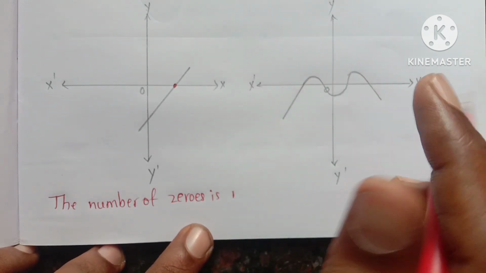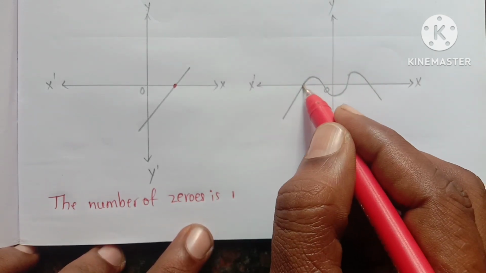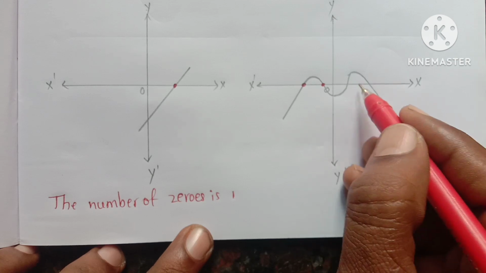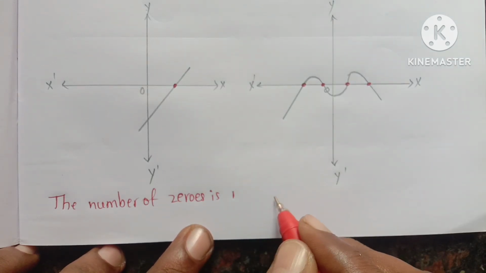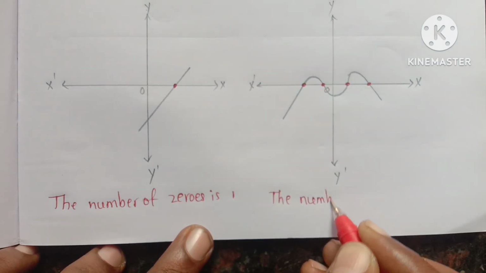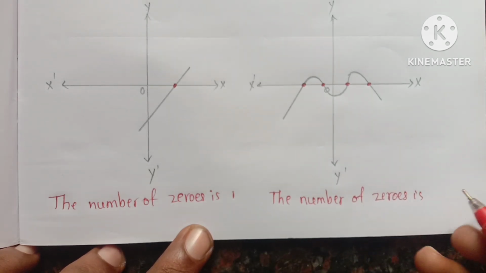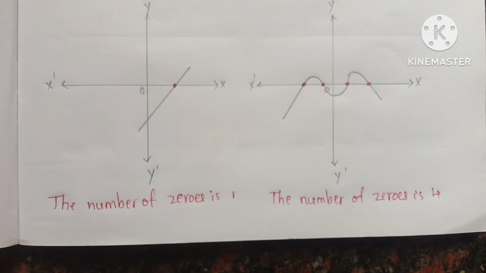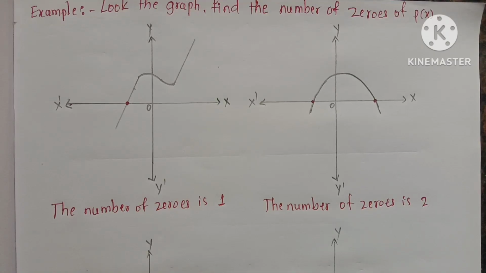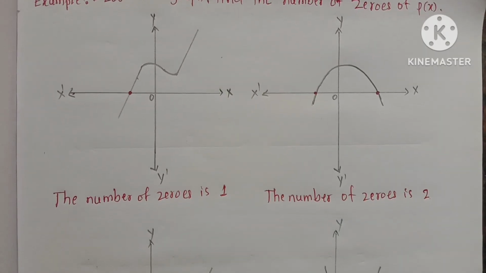Here observe, this line crosses at 4 points. The first one is here, the second one here, the third one here, the fourth one here. That's why in this figure the number of zeros is 4.